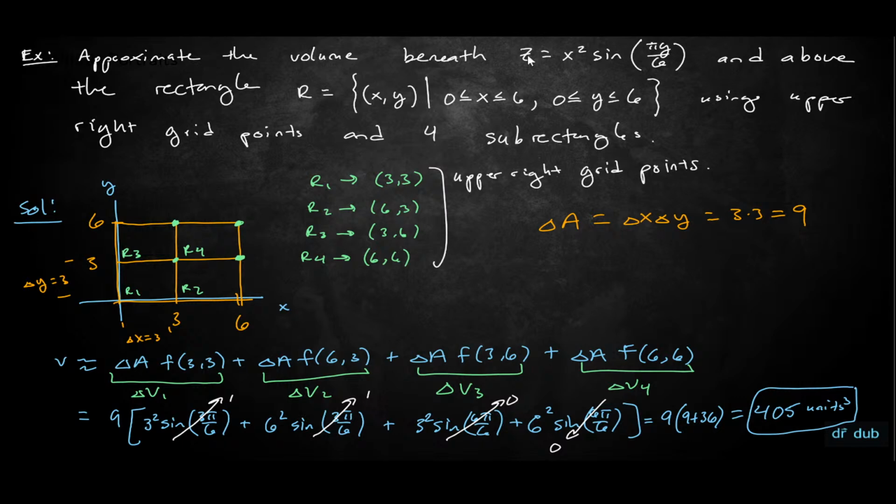All right, so that was an approximation using 4 subrectangles and then upper right grid points. Well, how can we get a better approximation? What did we do to get better and better approximations? Well, we could either make the rectangle smaller, or we could use different points. So let's use different points instead. For example, do the same problem but use midpoints instead.